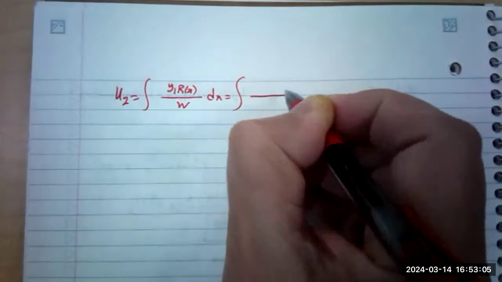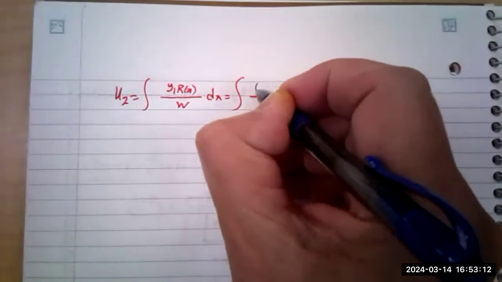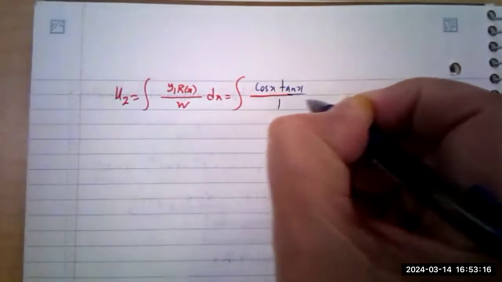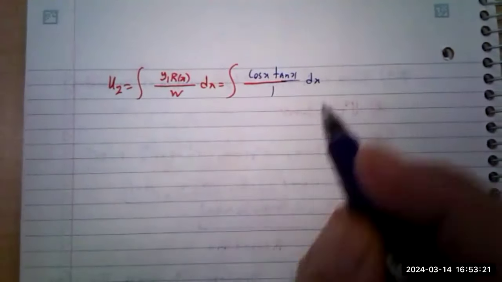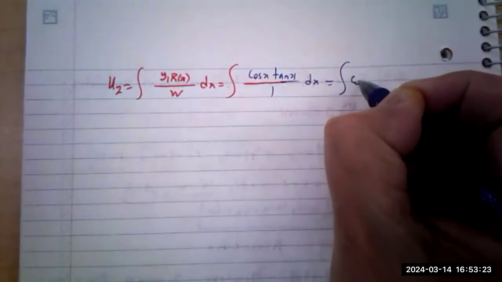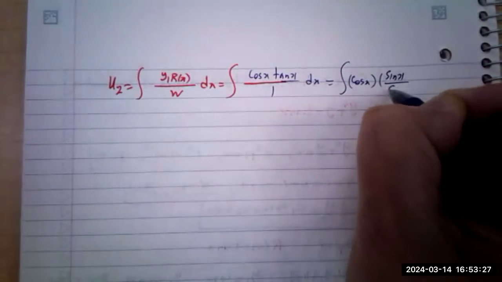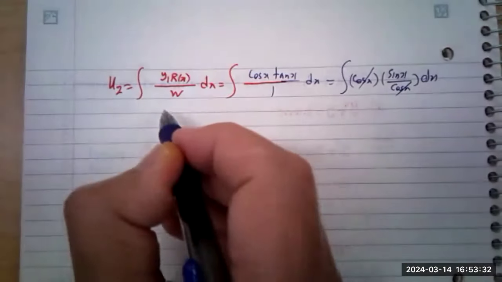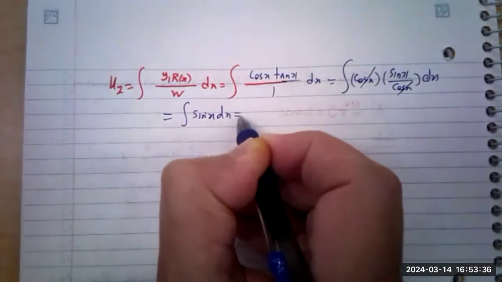So we substitute. Our Y1 is cosine x, and R is tan x. And the Wronskian is 1. Tan is sine over cosine, so you simplify this: cosine x times sine x over cosine x. The cosine cancels out, so that gives you the integral of sine, which is negative cosine.